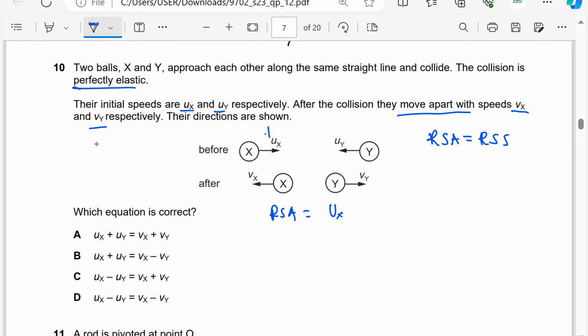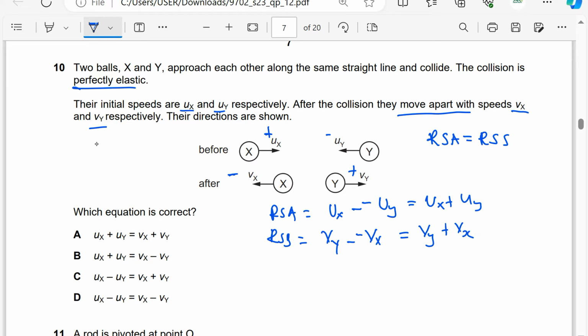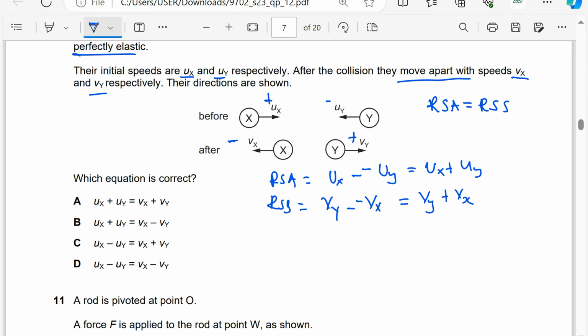I'm saying velocities to the right are positive, and to the left negative. So the relative speed of approach is ux minus negative uy. This becomes ux plus uy. The relative speed of separation is going to be vy minus negative vx. I've said velocities to the left are negative. So this gives me vy plus vx. So we check for this. Relative speed of approach should be equal to relative speed of separation. The answer is automatically A.